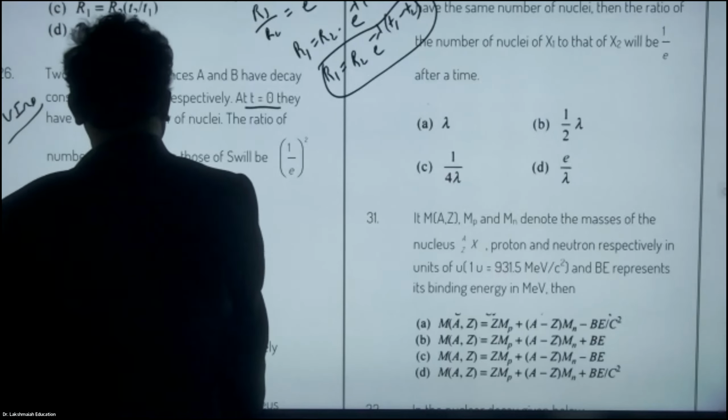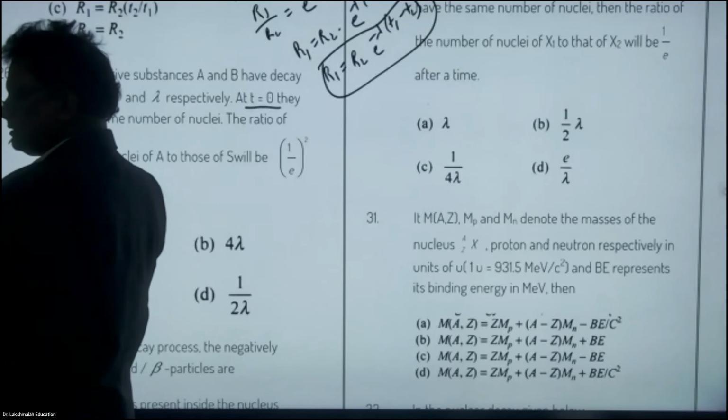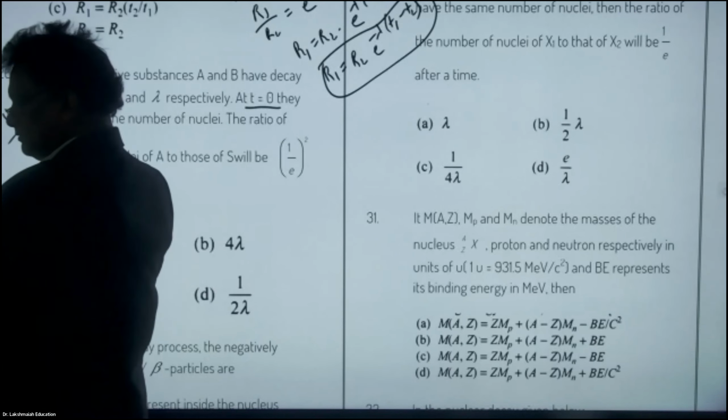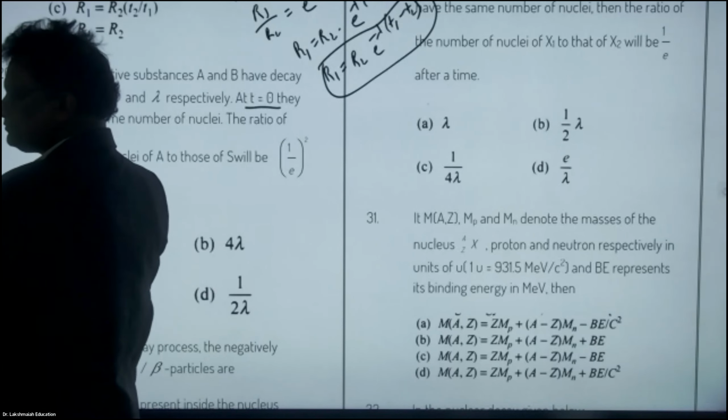Sir, 1 by 2 lambda. Option D. Question, option D. 1 by 2 lambda, you got. Yeah, 1 by 2 lambda is the correct one.